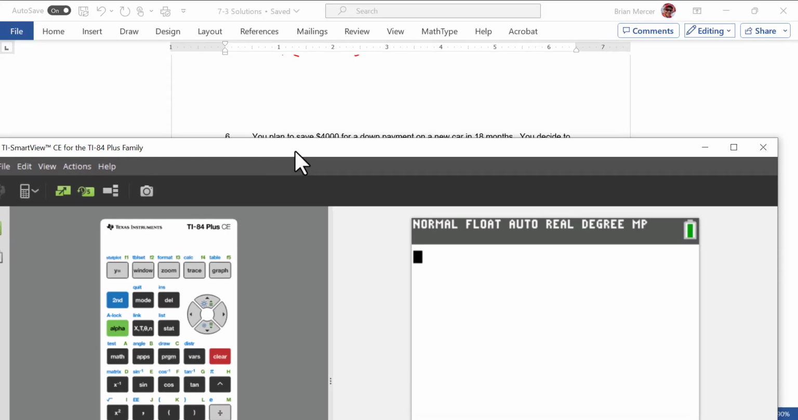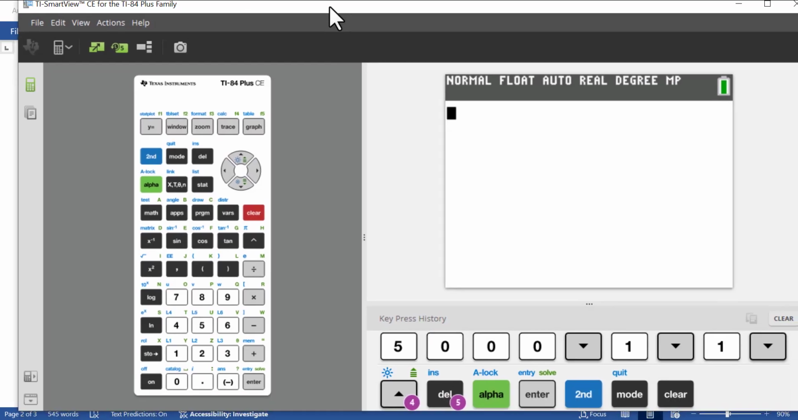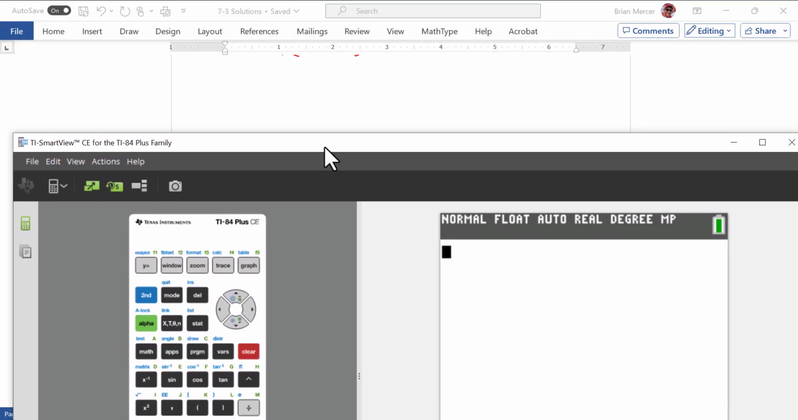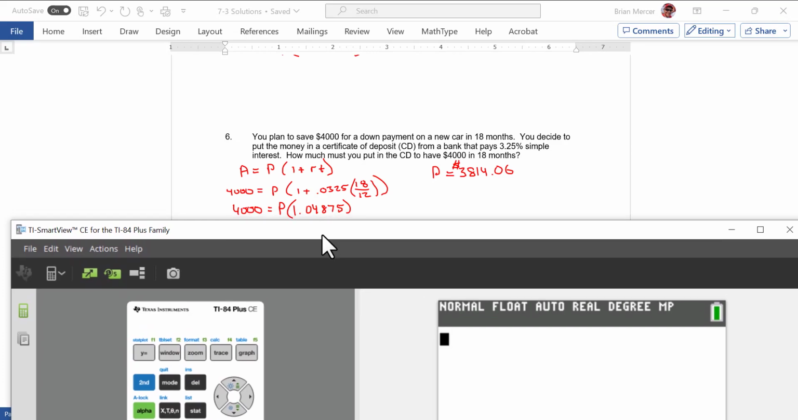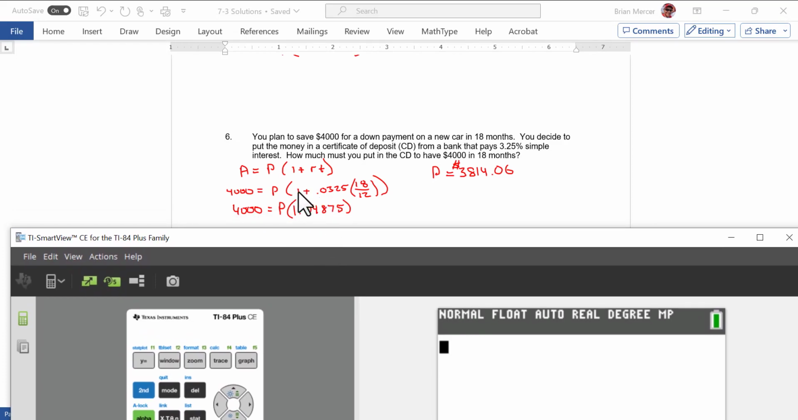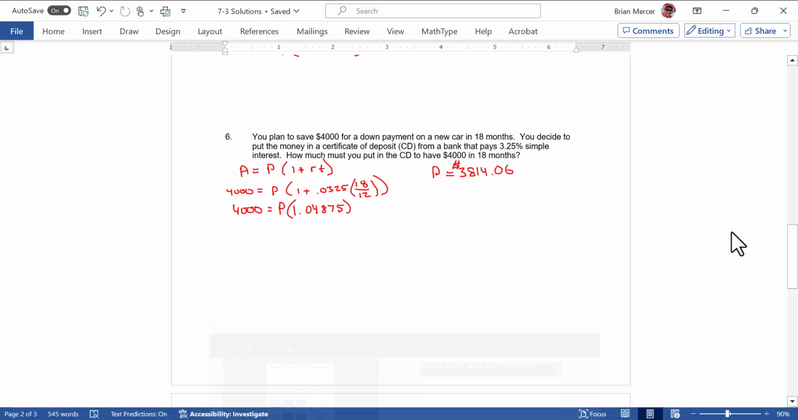So on the calculator, and if you do not yet have a TI-83 or 84, you definitely want to get one soon. I'm going to show you in a nutshell. Actually, I'll back up and write this way.